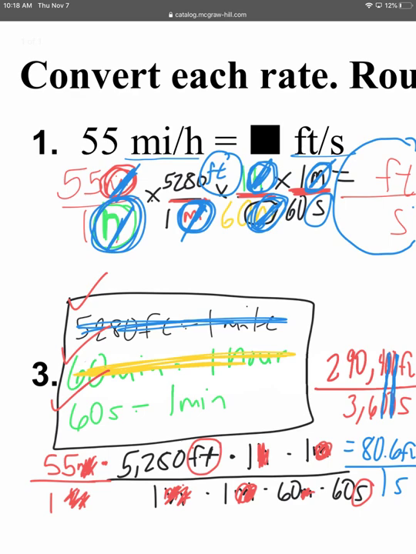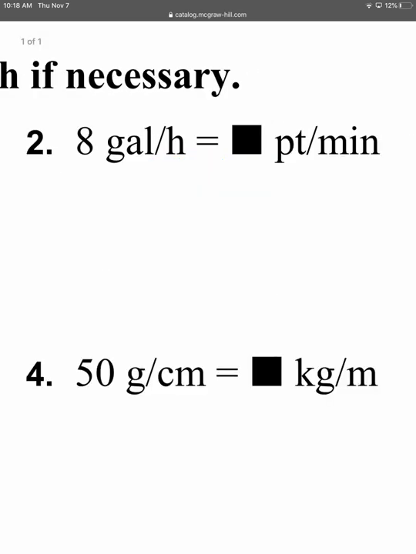I'm going to do one more example. So we're going to go from gallons per hour to pints per minute. Gallons per hour to pints per minute. First of all, we got to identify where we start out with, and we're going to show where it is that we're trying to go. I'm going to white out this little problem here at the bottom real quick.